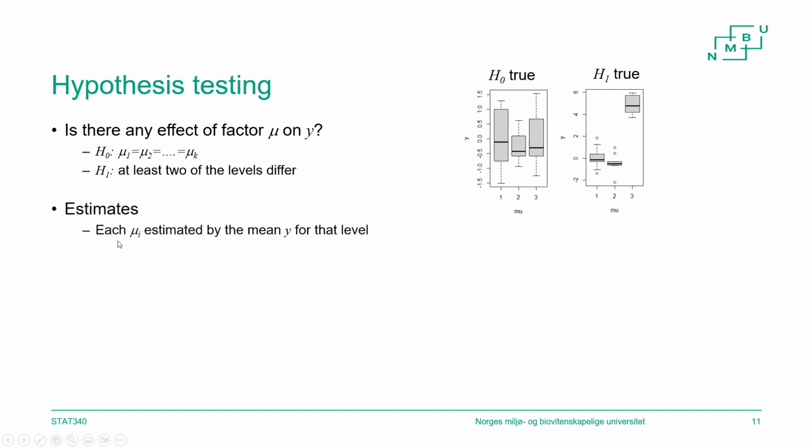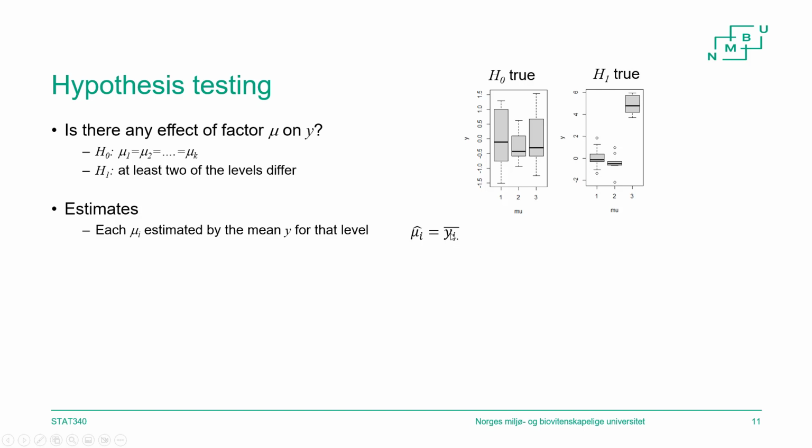Okay, the estimates, so each of these mu's is estimated by the mean for that level. That's the least squares solution actually. So if you have data for level 1, 2 and 3, the estimates of these mu's are simply the average for each of the 3 levels, right? So mu i hat is simply the average of the response for that factor level.